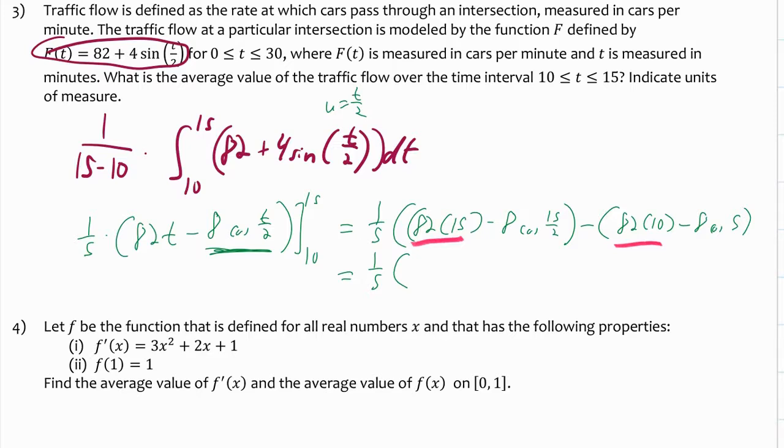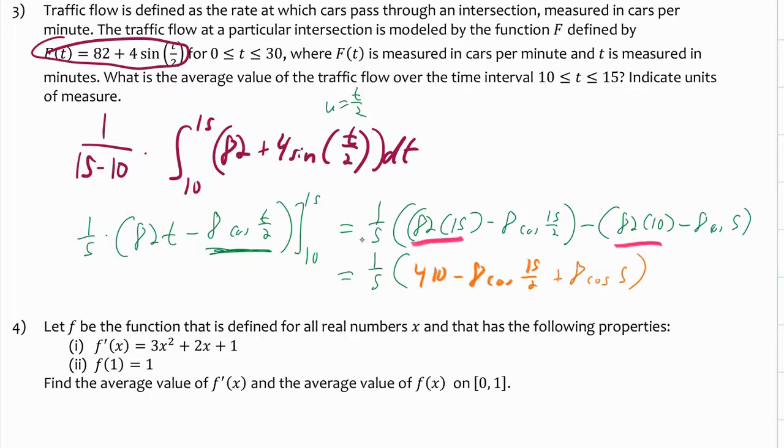And 5 82s is 410, so that gives me 410. And I have minus 8 times the cosine of 15 halves, and plus 8 times the cosine of 5. And at that point, we'll go ahead and just enter that into a calculator.